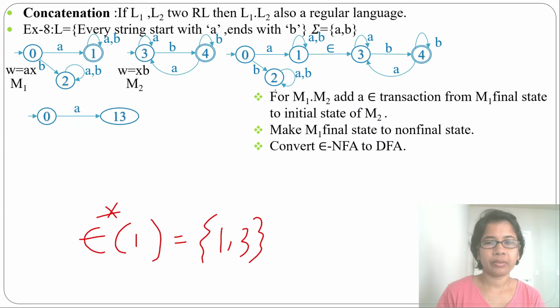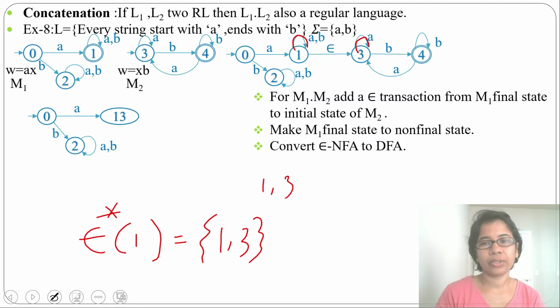Then by B it goes to state 2, and the E-closure of 2 is 2 itself. So from 0 by B it goes to state 2, and at state 2 there will be a self loop of A, B. Now I'll find for state 1, 3. From state 1 by A it goes to state 1 and from state 3 by A it goes to state 3. So we got 1, 3. The E-closure of 1 is 1, 3. So from 1, 3 by A it will be a self loop of A.